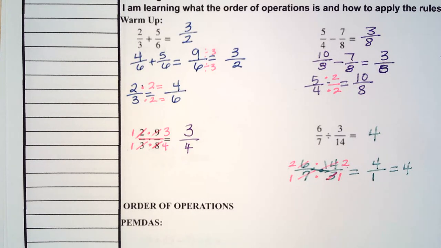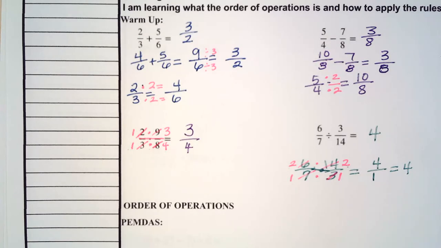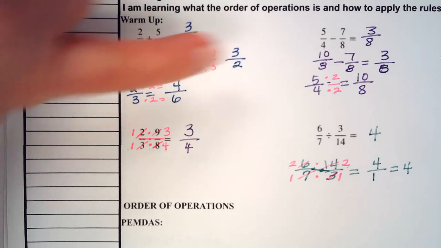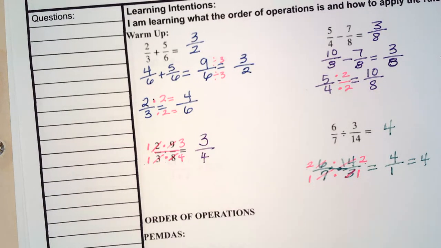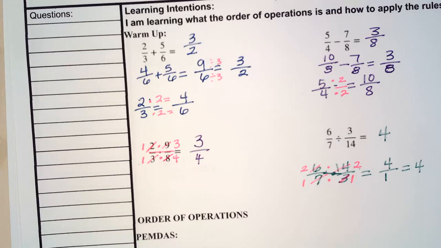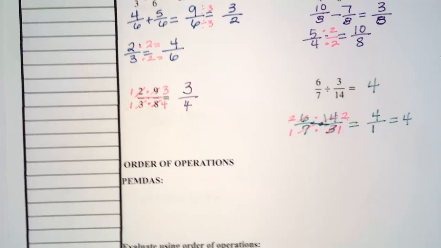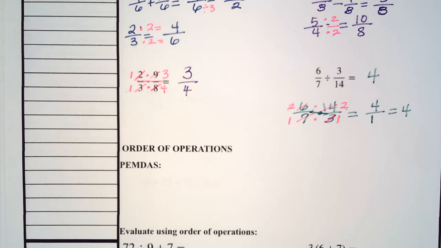So, when you're multiplying or dividing, you do not have to worry about the common denominator. When you're adding and subtracting, you've got to have that common denominator. And that brings us down to PEMDAS, or the order of operations. What do you do first? P stands for parentheses.